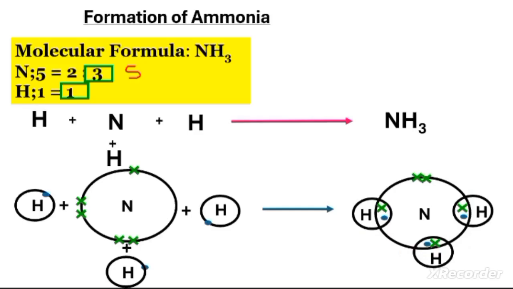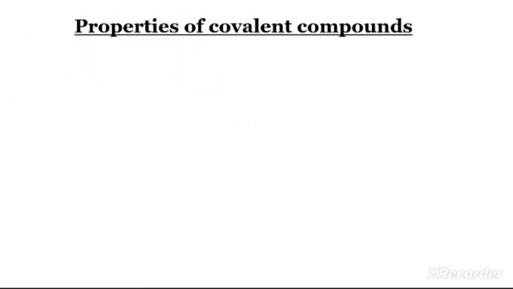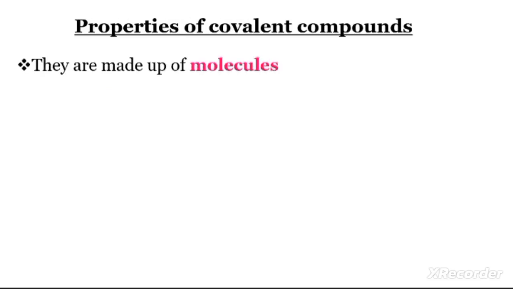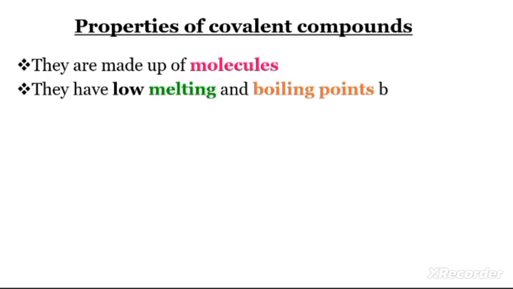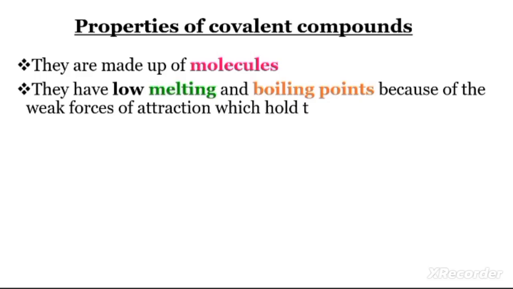Now let us look at the properties of covalent compounds. What are the physical properties of covalent compounds? We need to remember that covalent compounds are made of molecules. They have low melting and boiling points because of the forces of attraction which hold the molecules.